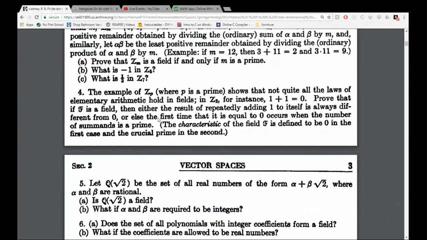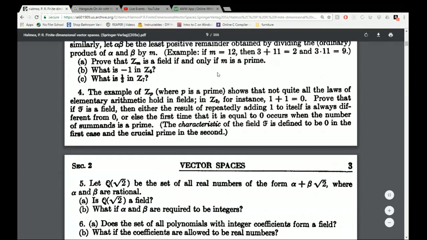I was at work and I took a look at this problem and it was kind of interesting. I actually like it a lot, so I want to try and explain the intuition behind this. Here's the problem. The example of Z subscript P, where P is prime, shows that not quite all the laws of elementary arithmetic hold in fields.